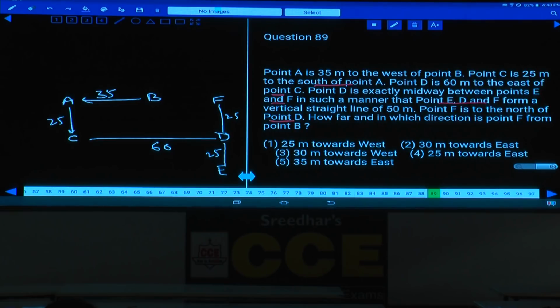How far and in which direction is point F from point B? Tell me what is the distance between point F and point B? Now the total distance between C and D is 60, out of which this is already 35, and so this must be the remaining 25. Isn't it? Then F is towards which direction? F is 25 meters to the east, that is choice 4. F is 25 meters east of point B.